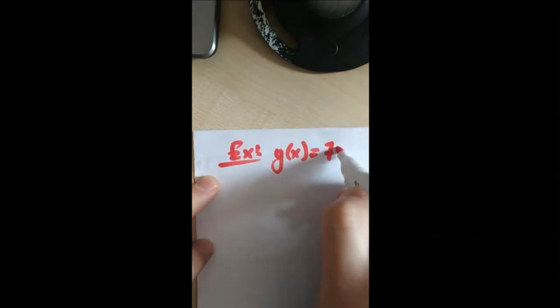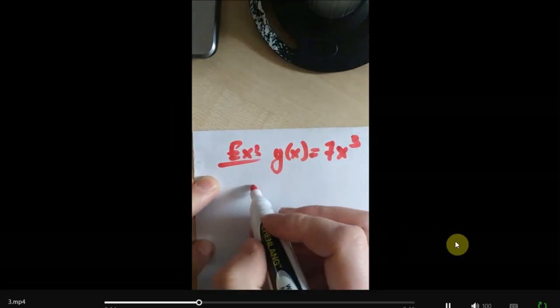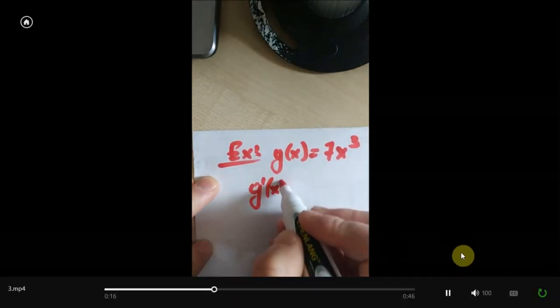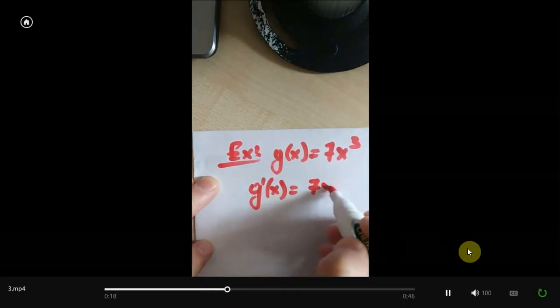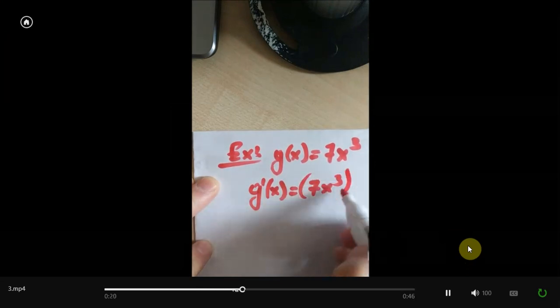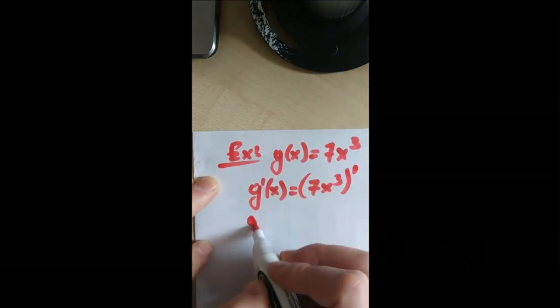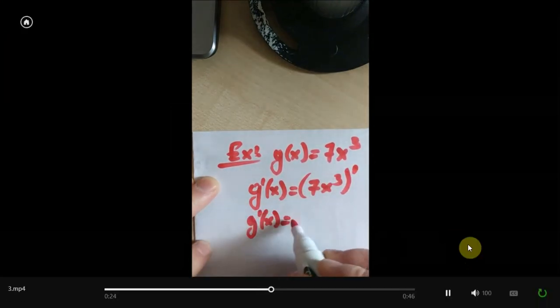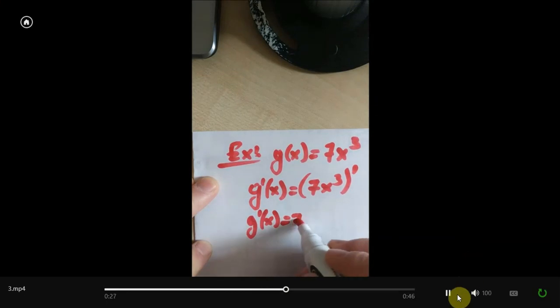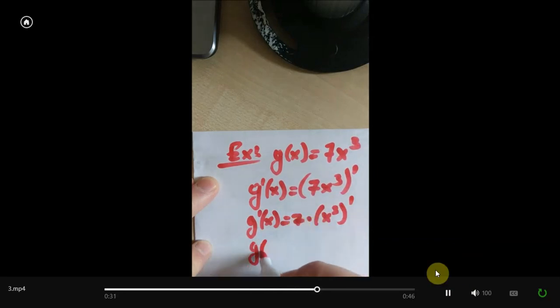G of x, what is our question? 7 times x to the power of 3. Then g prime x is equal to the derivative of 7 times x to the power of 3. As you see, we take 7 out of the parentheses. Why? Because 7 is a constant number. We only take the derivative of x.